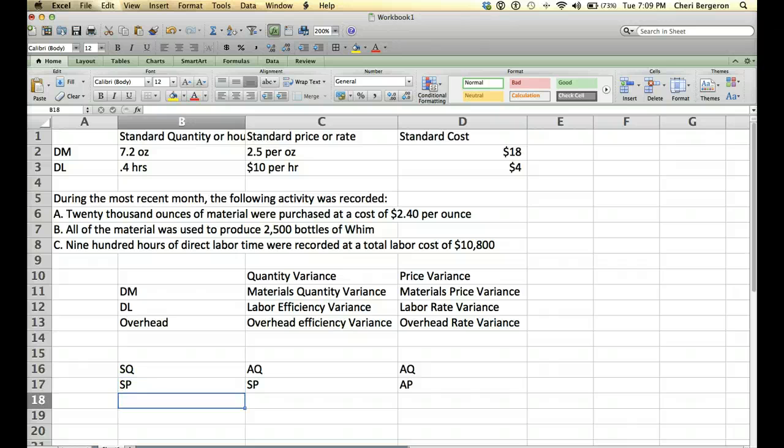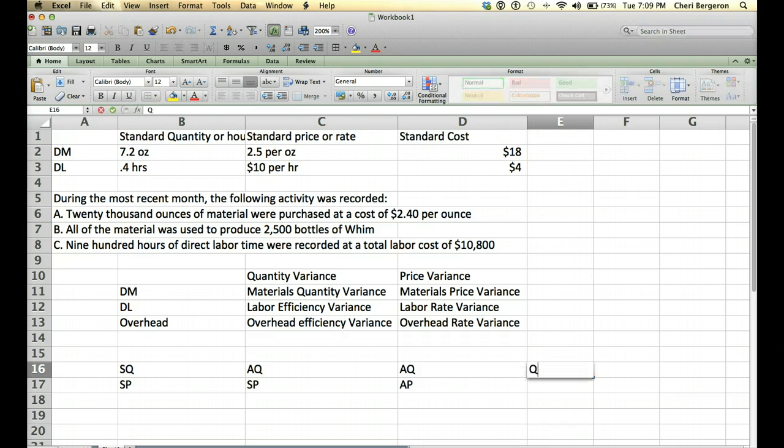All right, so if you just remember that the first two that we're going to compare are standard to standard, and then actual to standard, and then actual to actual. And then if you also remember that your top ones are always going to be your quantity, and your bottom ones will always be your price. All right, and then the other thing that you can remember is that quantity can also be the same thing as hours, and price can also be the same thing as rate, depending on if you're looking at direct materials, direct labor, or manufacturing overhead.